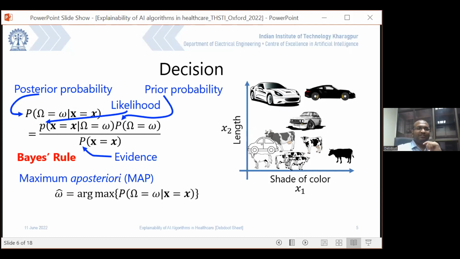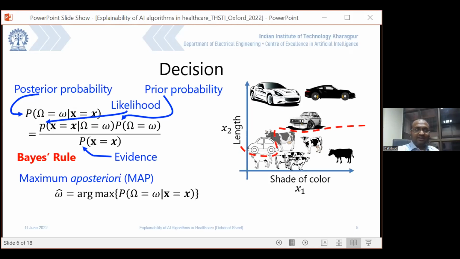Now, once we get this posterior probability, we make a decision in favor of a certain class. So if I just have to decide whether, at a certain measurement of X1 and X2, which is length and shade, the object present over there is a cow or a car, then the way I do it is we make use of this very famous rule called the maximum a posteriori rule. What it says is very straightforward: whichever class has the highest posterior probability is the one which is essentially present at that particular location. That's it. Nothing other than that.